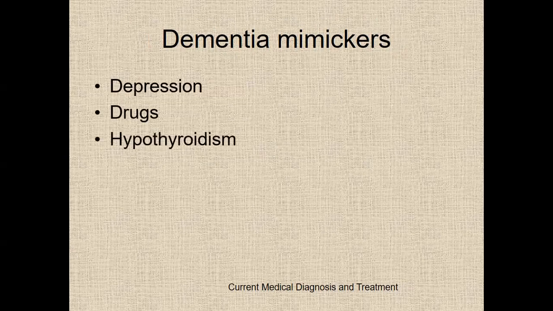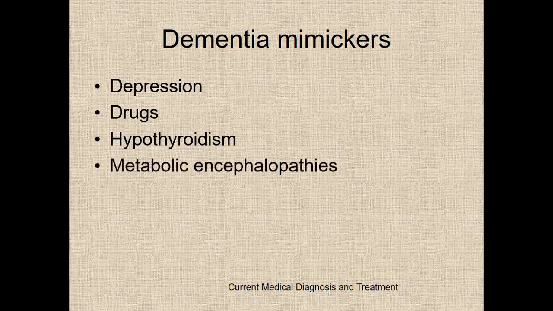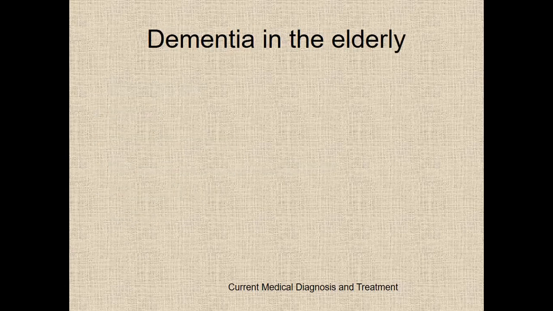Some things mimic dementia but are not actually dementia. For example, if the patient is depressed and you see that he forgets things, this forgetfulness is not because of dementia but because of the underlying depression. So you need to carefully evaluate whether this patient has true dementia or something similar. Some drugs can also cause this. Hypothyroidism, metabolic encephalopathies, vitamin B12 deficiency, and delirium can also mimic dementia.